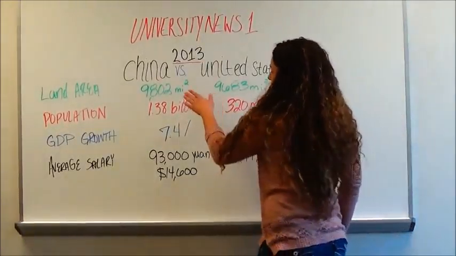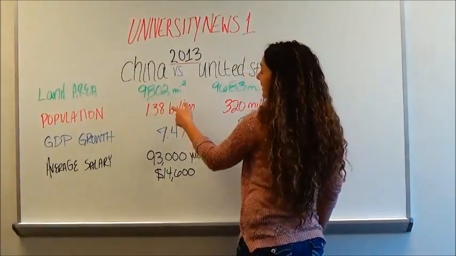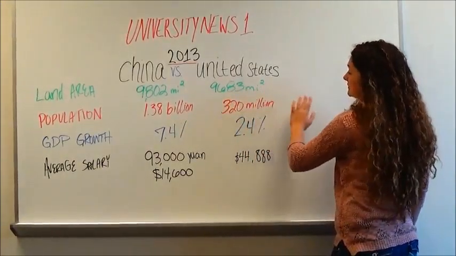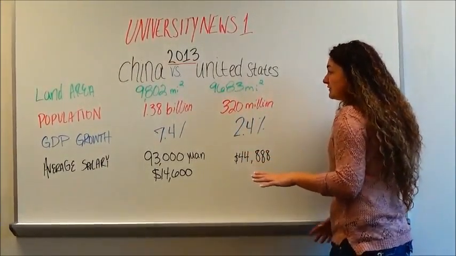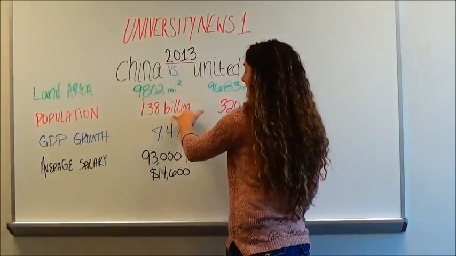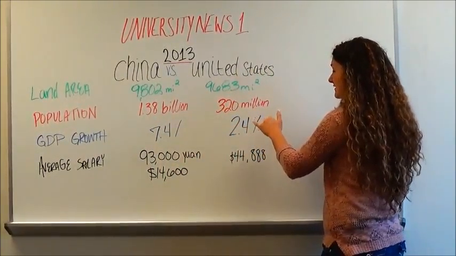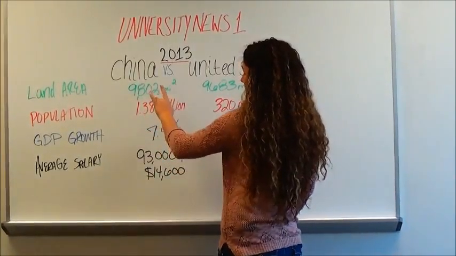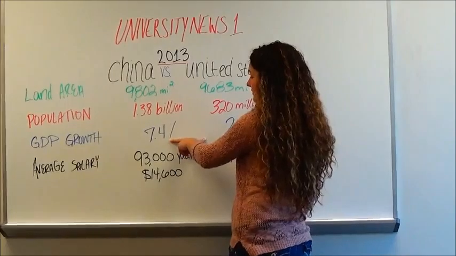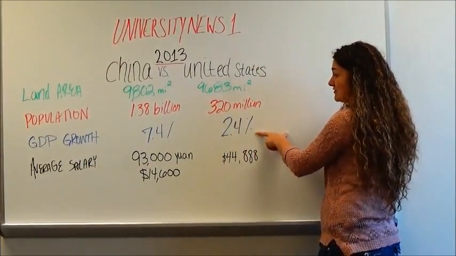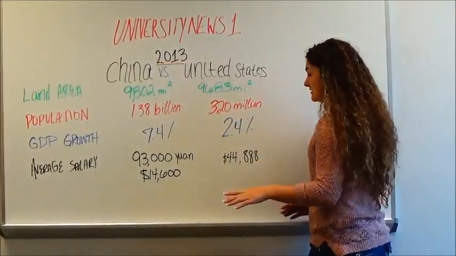First of all, we have China with land area of 9,802 square miles, where the United States has 9,683 square miles. Population, a little bit different. Population in China, 1.38 billion people, where the United States only has 320 million people. GDP growth, China, we have 7.4% average GDP growth, where the United States only has 2.4% average GDP growth. We'll talk about what that means later.